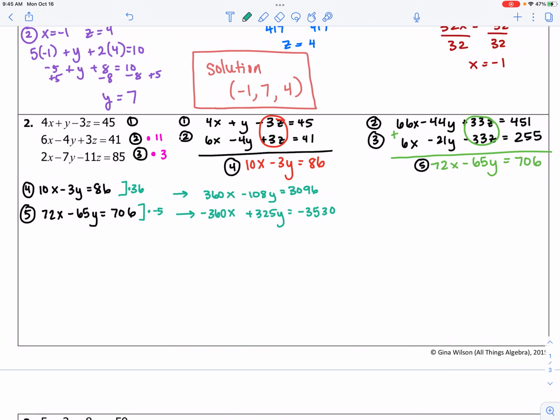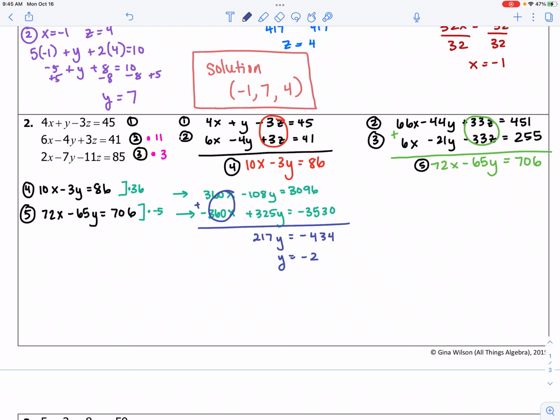So here we have our 0 pair. We're going to add these together. Here's our 0 pair. We get -108 plus 325 gives me 217y. And 3,096 minus 3,530 gives me a -434. So when I divide both sides by 217, I get y equals -2.